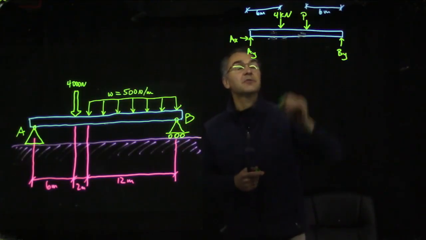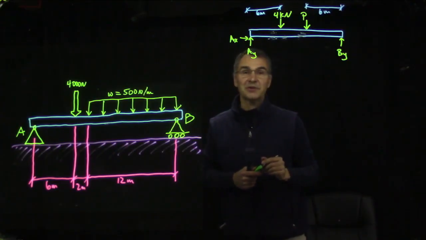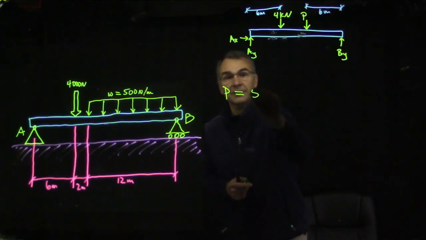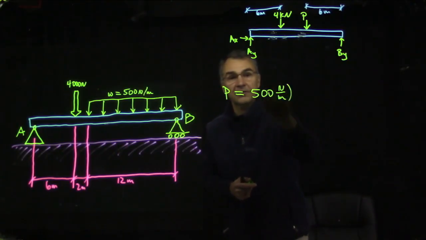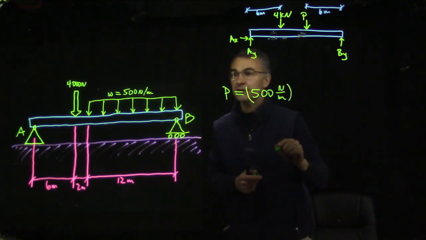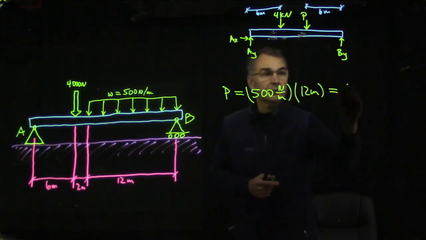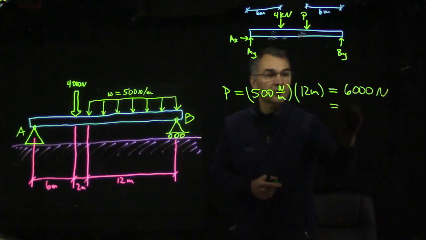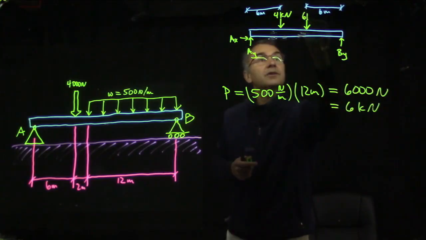And if we call this P for the moment, since P seems to be the symbol commonly used for concentrated loads, P equals 500 newtons per meter. That's this value W, the force per unit length, times the length, which is 12 meters, which is 6,000 newtons, which we can write as 6 kilonewtons. So we'll call that 6 kilonewtons.